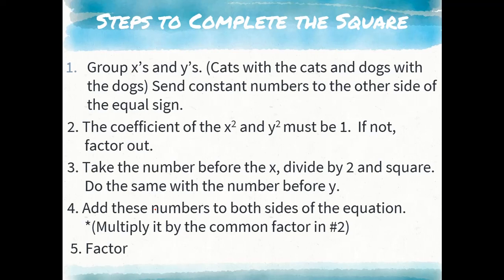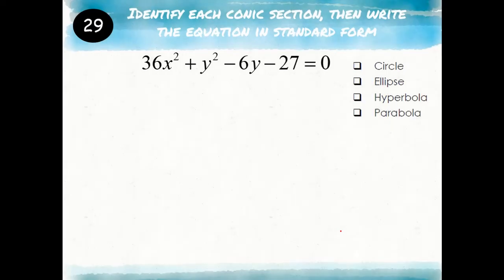The right-hand side. We're going to make sure the coefficients, the numbers in front of the x squared and y squared, are 1. If they're not, we're going to factor them out. Then we're going to take the number before the x, divide by 2, and square. Remember how we did that, right? It was to fill in the blank. We're going to do the same with the number before y as well. We're going to add these numbers to both sides of the equation, make sure to multiply, and then we're going to factor. And you're thinking, Marsh, that's a lot of work. It's okay. We got this. So let's take a look at number 29.